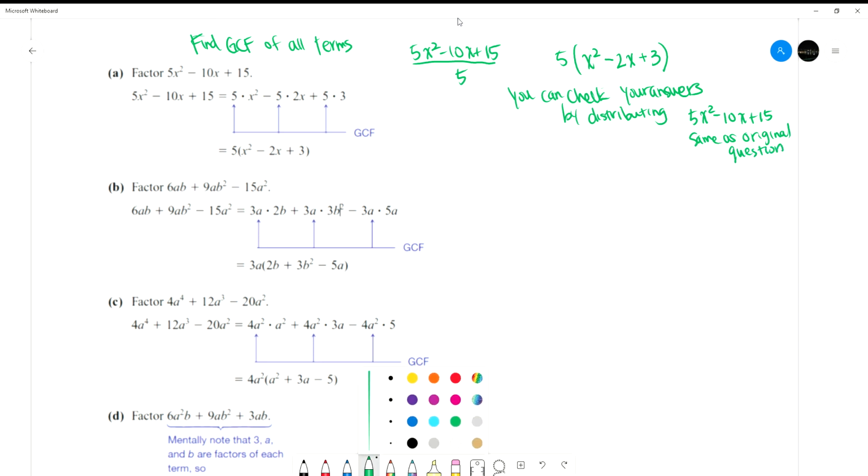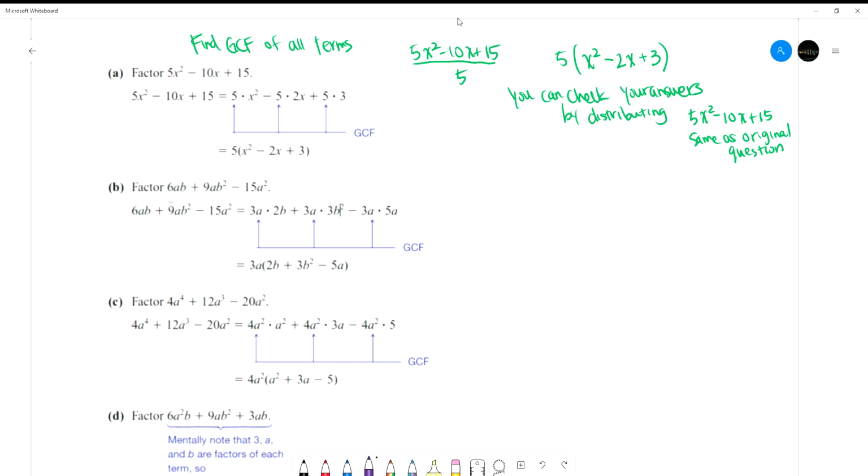Okay? Let's try the next one. What's the GCF of 6ab, 9ab squared, and negative 15a squared? You notice there are 3 terms, but the last one has no b, so b is not part of the GCF. First thing I would do is the numbers first: 6, 9, and negative 15.